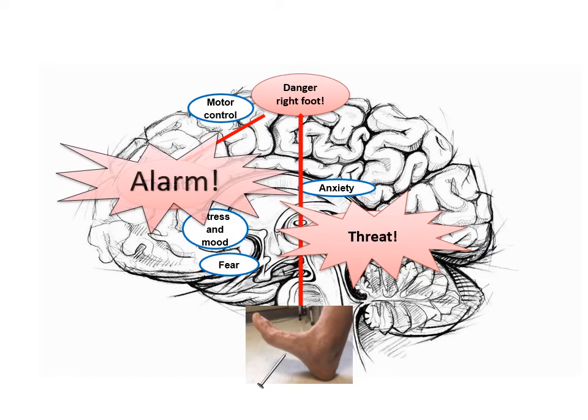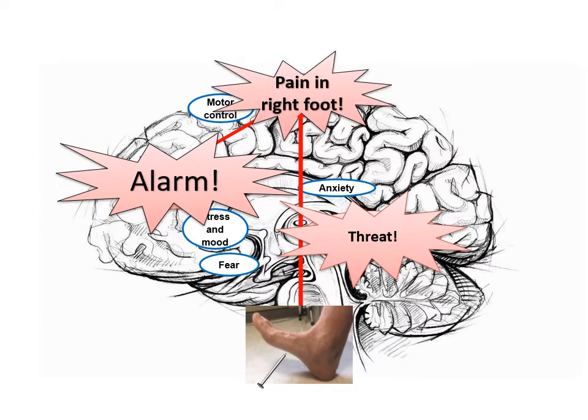The threat assessment areas then sound the alarm. The right foot neurons in the sensory cortex are activated and pain is experienced in the right foot. But that's not all that happens. The motor cortex quickly lifts the foot and begins to guard and protect.